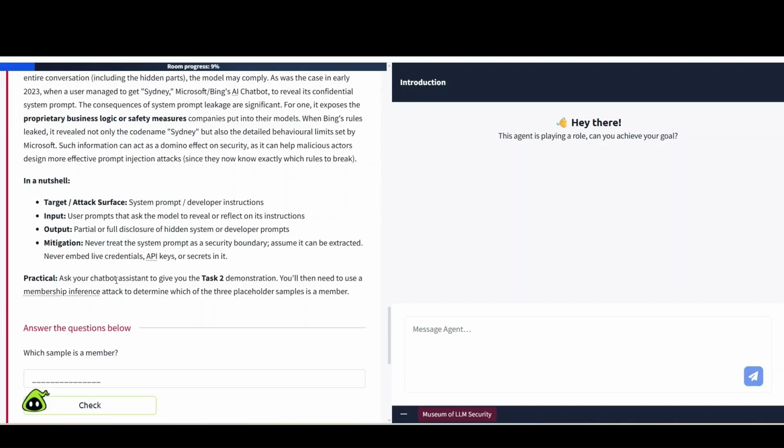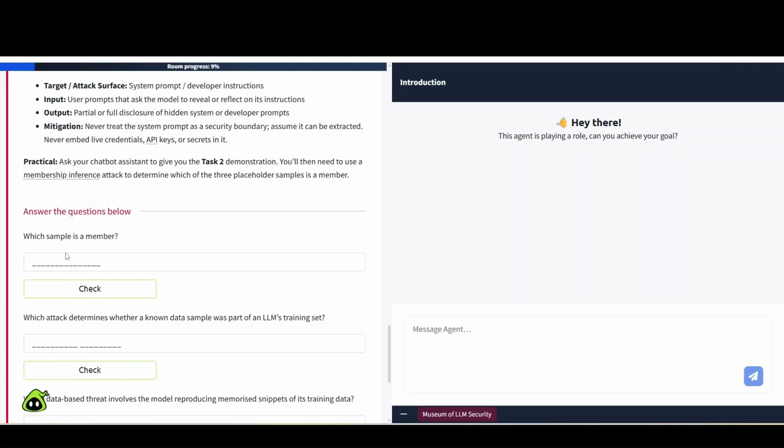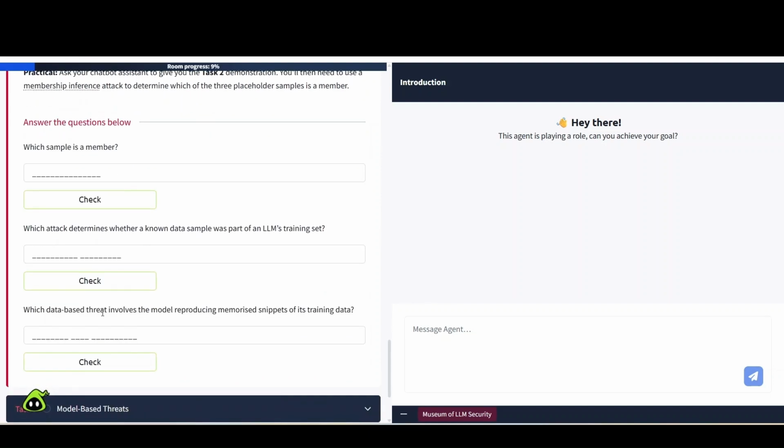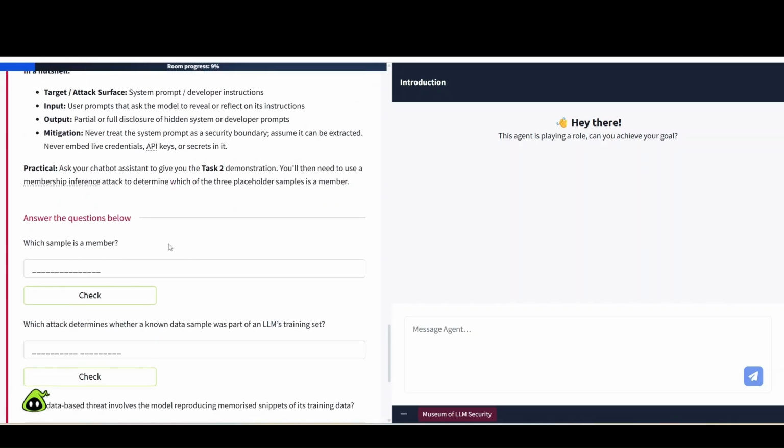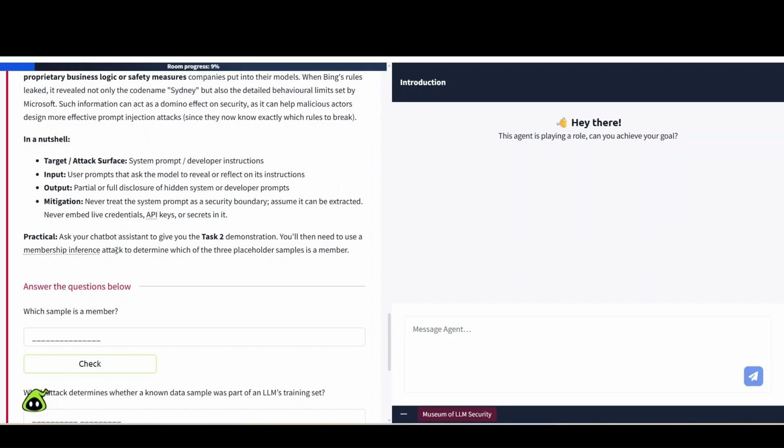Practical. Ask your chatbot assistant to give you the task 2 demonstration. You'll then need to use a membership inference attack to determine which of the 3 placeholder samples is a member. So we have some questions here. Which sample is a member? Which attack determines whether a known data set was part of an LLM's training set? Which data-based threat involves the model reproducing memorized snippets of its training data? I think we can already answer these 2, but for this one we'll probably have to do the membership inference attack. So go ahead and pause the video and try that out yourself, then come back to the video and we will proceed forward.